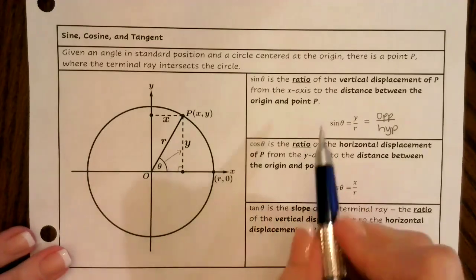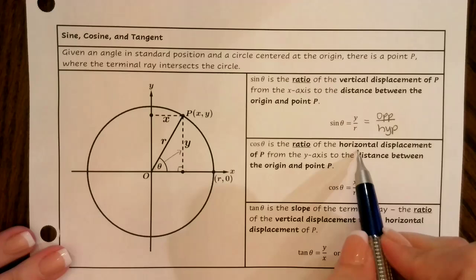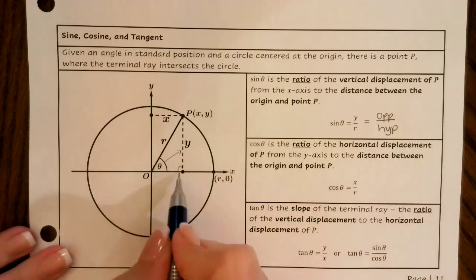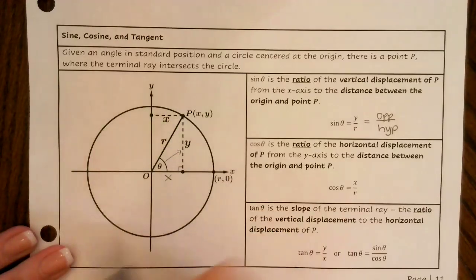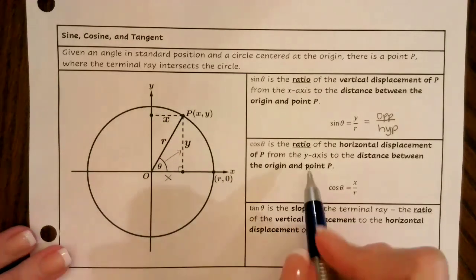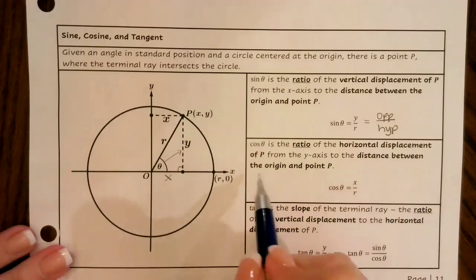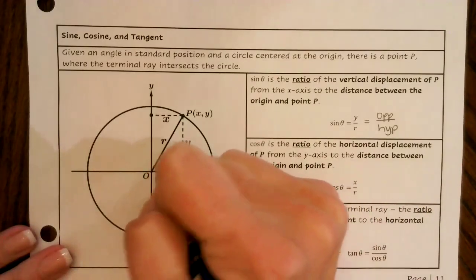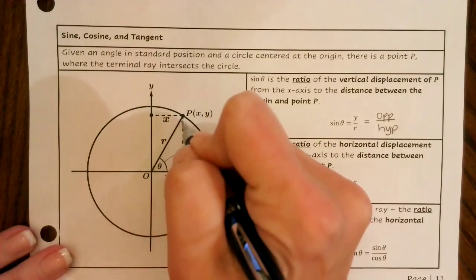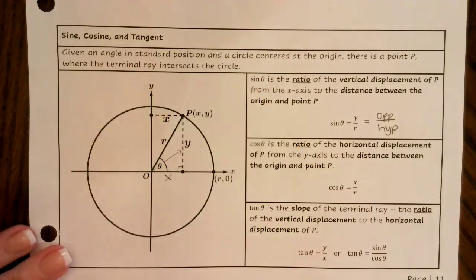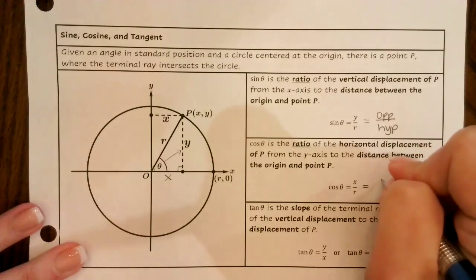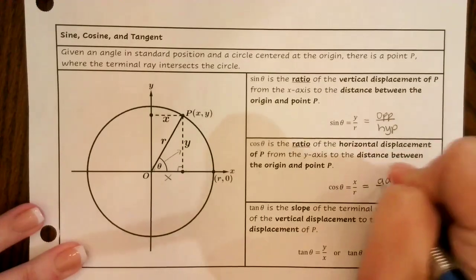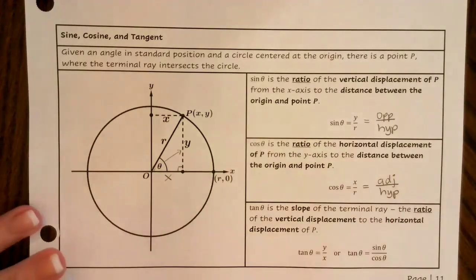So cosine of theta is then the ratio of the horizontal displacement of P. So my horizontal would be this portion right here, or they've got it labeled on this side. That's the horizontal displacement from the y-axis to the distance between the origin and the point. So again, my distance to that point would be this portion, which is the hypotenuse and the radius in this case of the circle, since my point is on the circle. And so this is adjacent over hypotenuse.